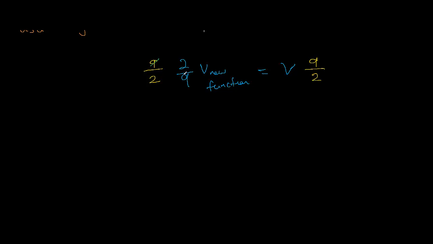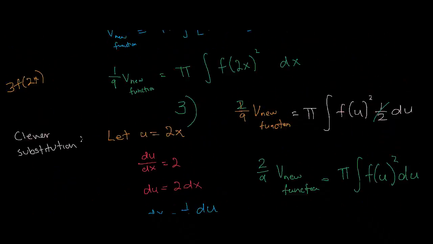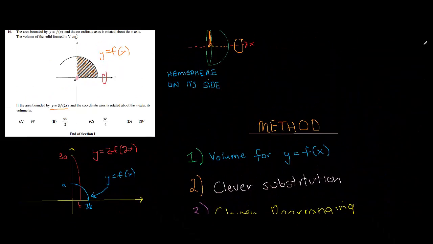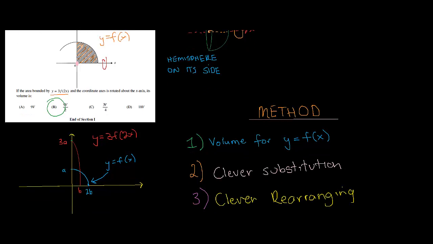And that'll cancel. We're going to get V of the new function. So that means the volume of this new function is 9V on 2. And hopefully, if we're not going to get really embarrassed, 9V on 2, beautiful. So it's B.